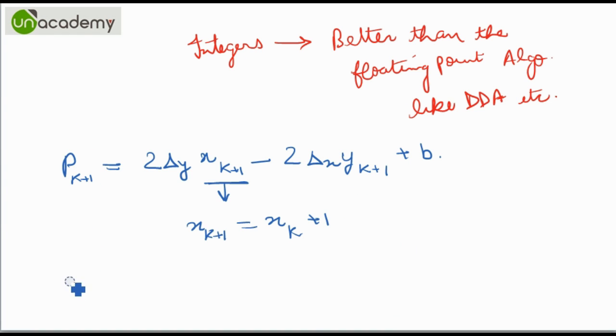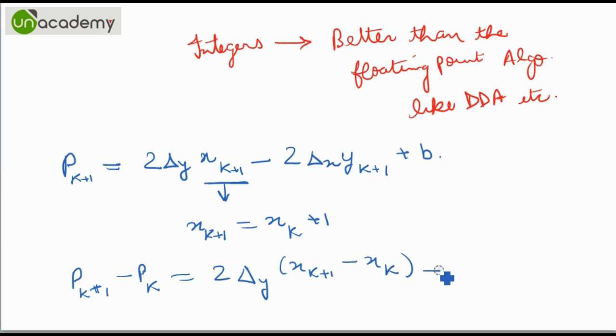So we subtract pk plus 1 minus pk, and we get 2 times delta y xk plus 1 minus xk minus 2 times delta x yk plus 1 minus yk.